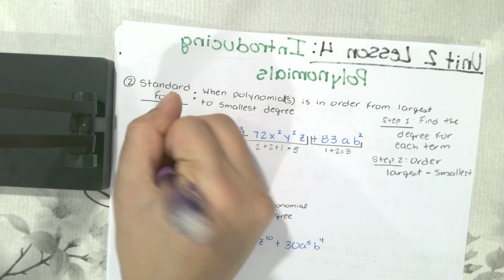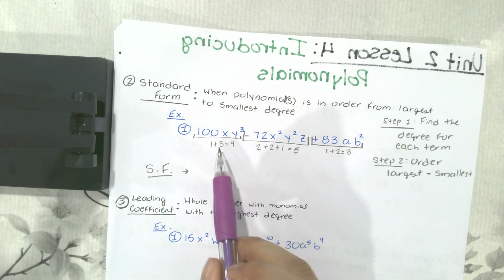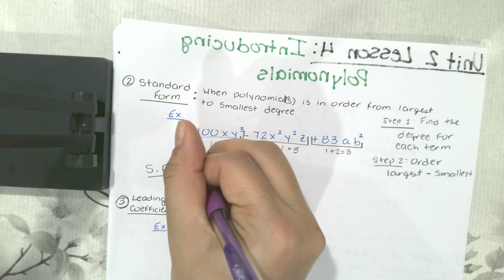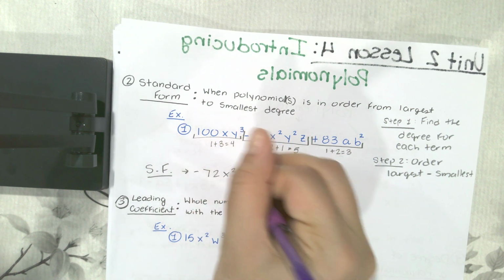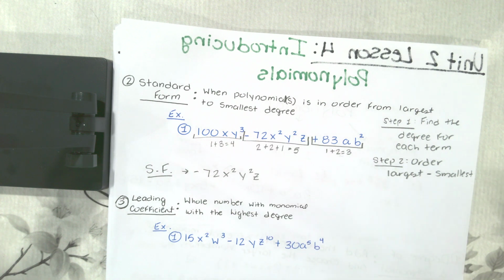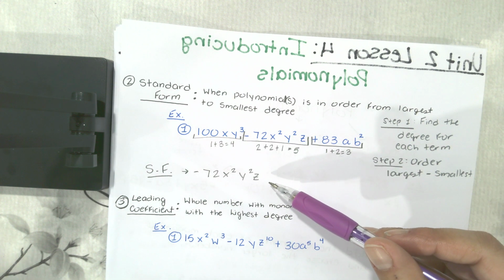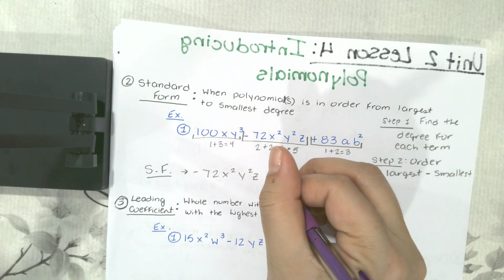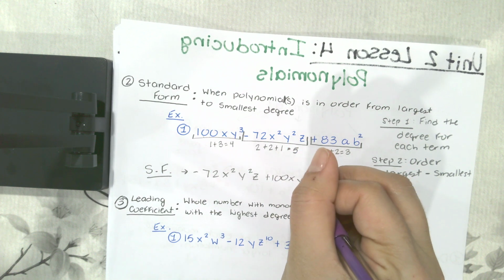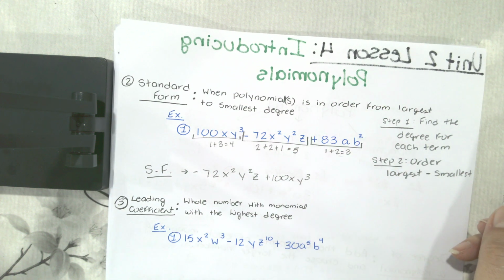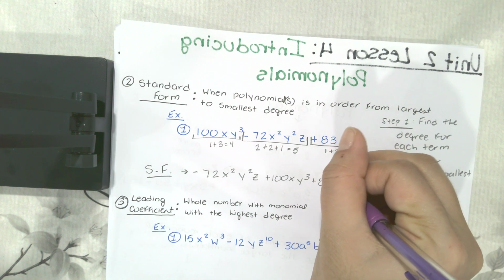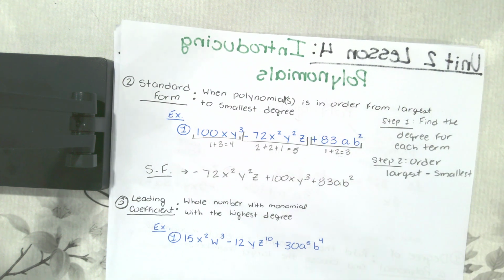So SF for short. Our standard form here, our largest degree is here in the middle. So the first term I'm going to write is negative 72x squared y squared times z. Okay, because this is our term with our largest degree. The next term that's going to go after this is positive 100xy to the power of 3, because that's the next term that has the next degree. And the term with our smallest degree is our positive 83, a times b to the power of 2.